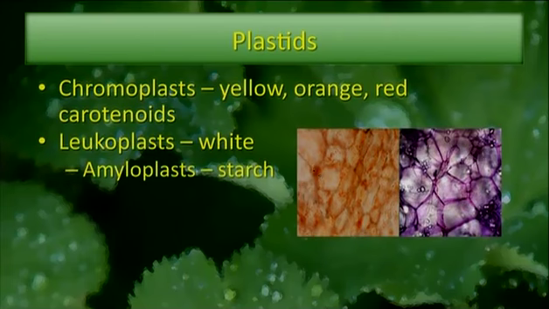So we have amyloplasts, and this is a section of potato cells, which are a kind of leucoplast that store starch, or actually produce starch, synthesize starch. And then in other cells you have elaioplasts that synthesize oils.